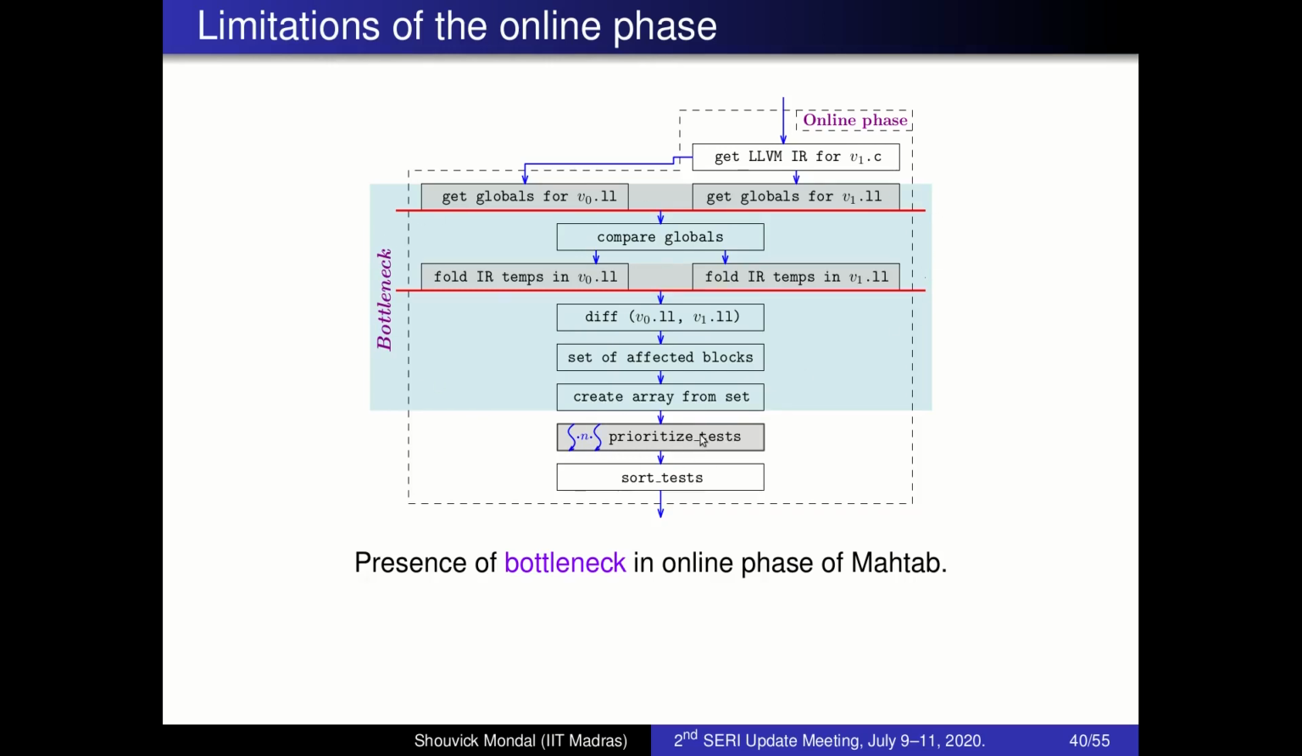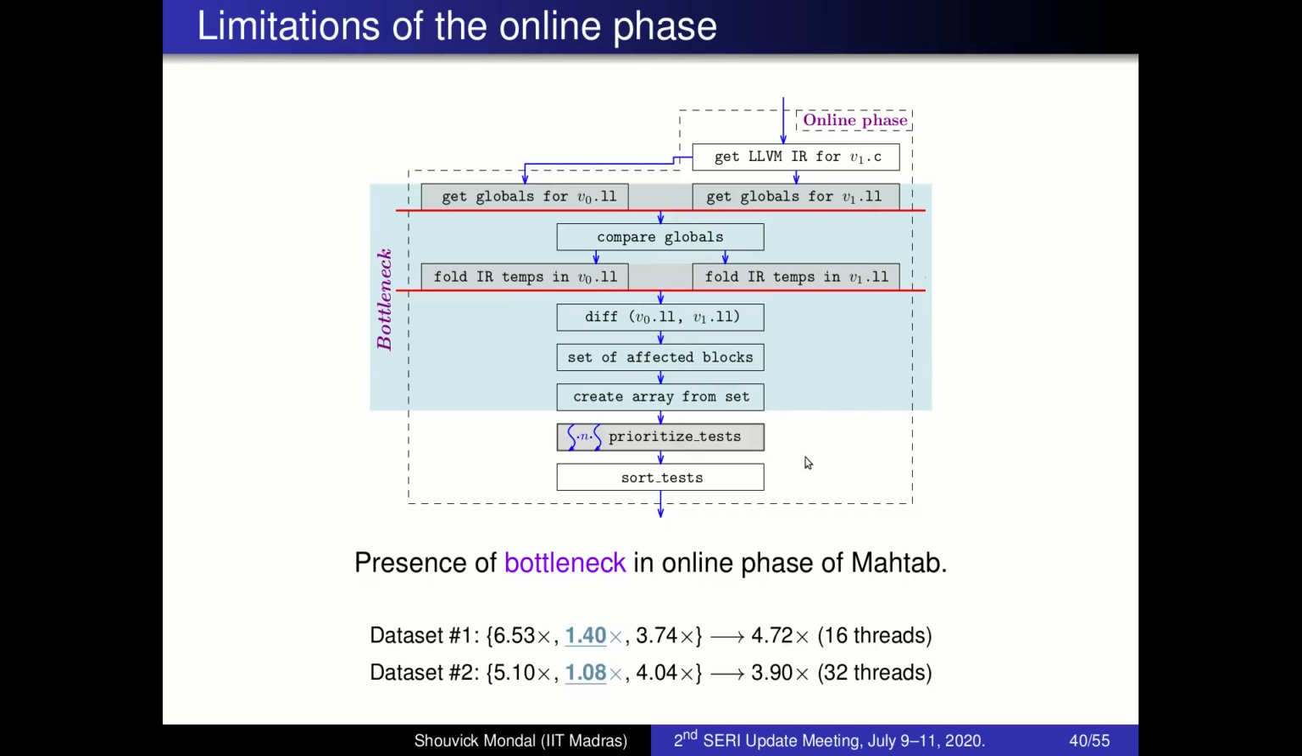At this part, prioritization of tests is done in parallel with as many threads as the number of selected test cases. So for the three different phases, for dataset 1 and dataset 2, we have two different datasets, one involving shared repository programs and the other involving GitHub projects. We have 16 threads and 32 threads configuration. For dataset 1, we have 1.40x. So this is the bottleneck, 1.0. It strictly lies below 2. Even if you see the two different phases, they have 6.53, 3.74x speedup, 5.10 and 4.044.